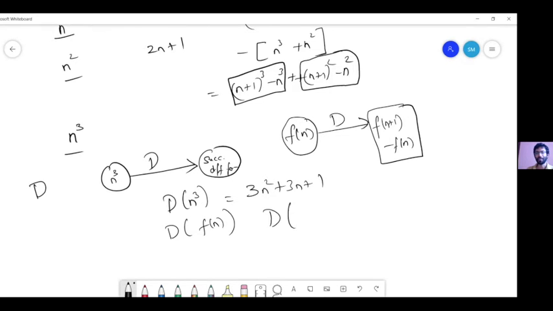Now suppose I know d of some f of n. Can I find d of 3 times f of n? Suppose that instead of n cube, I have 3n cube. If I know d of f of n, can I express d of 3 times f of n? Is there any relationship between d of f of n and d of 3 f of n? It is 3 into d of f of n. Super. So d of 3 f of n is 3 into d of f of n.